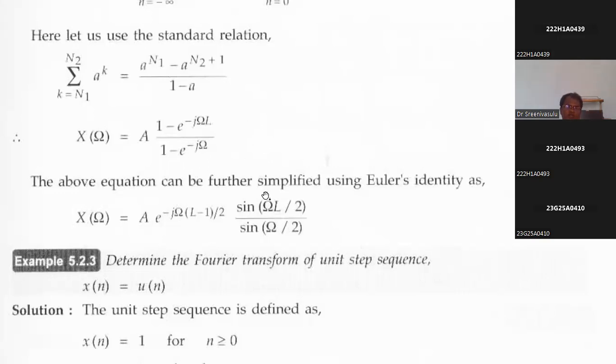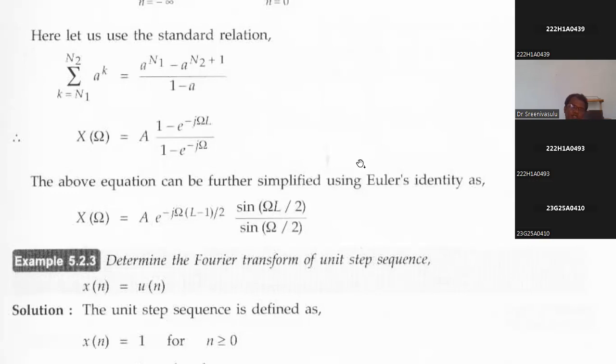And for the remaining terms, you will get e power j omega L by 2 minus e power minus j omega L by 2. In the denominator also, e power j omega by 2 minus e power minus j omega by 2. Just divide both the numerator and the denominator by 2j, then you will get the sine term. Finally, this sine function we are going to convert into a sinc function, no issue.